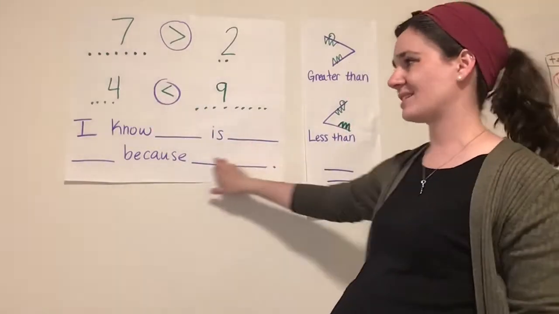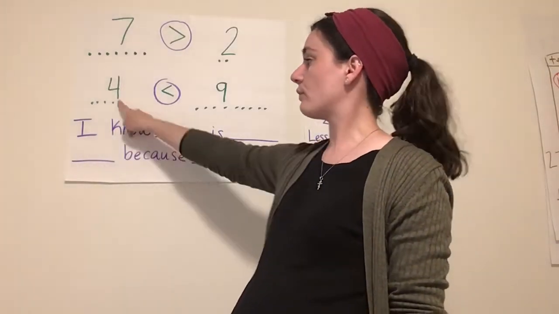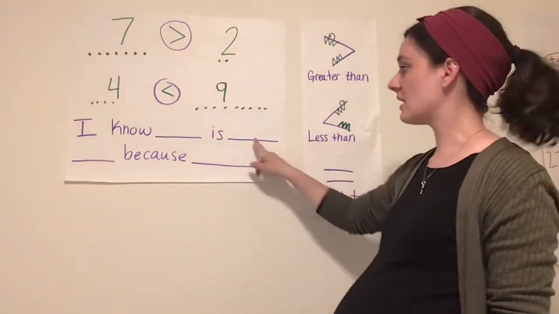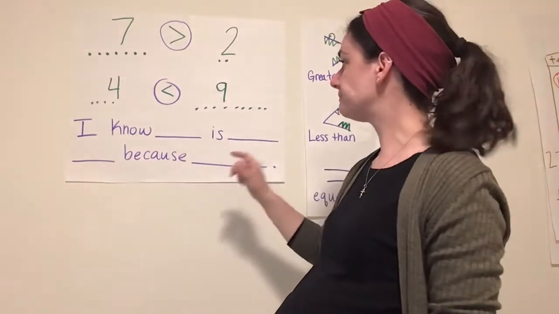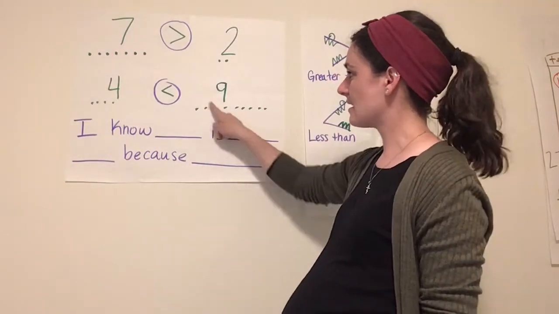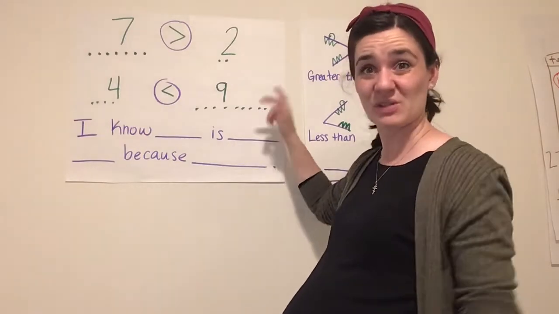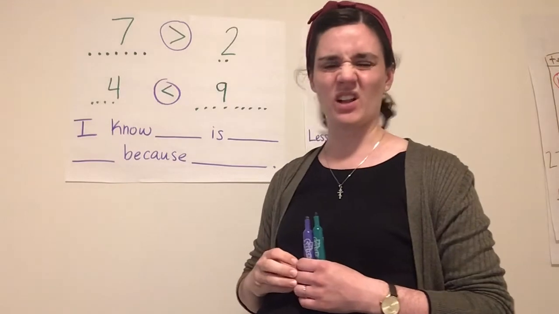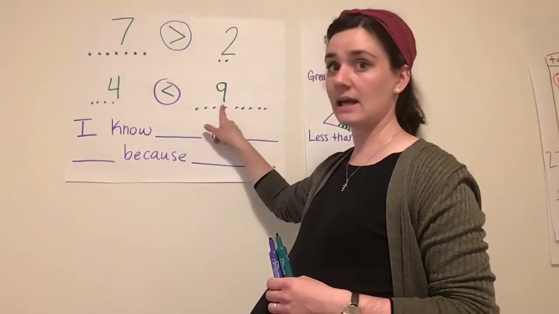Let's do our whole sentence though with the word because in it. Okay, here we go. I know 4 is less than 9 because when I think about this, 9 is really, really close to 10. It's almost 10, which is a big number. But 4 is still pretty small. It's not very close to 10. So that's how I know that 4 is less than 9.